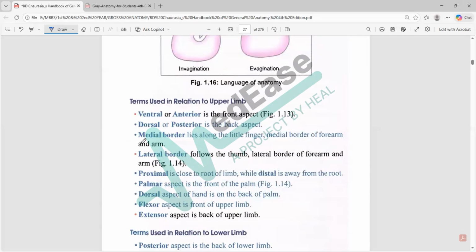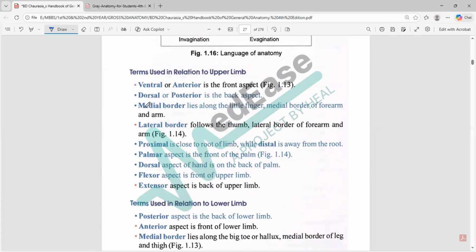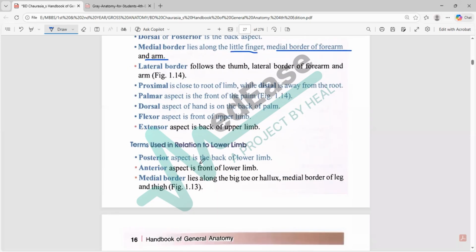Now we move to the relations, where we will be talking about the limbs. We have discussed what ventral and anterior are. Now when we talk about the medial border, we need to remember it is located close to the midline. For the upper limb, this goes along the medial border of the forearm, along the little finger and the arm, but for the lower limb, it is mainly from the big toe, or the hallux, to the medial border of the leg and then the medial border of the thigh.